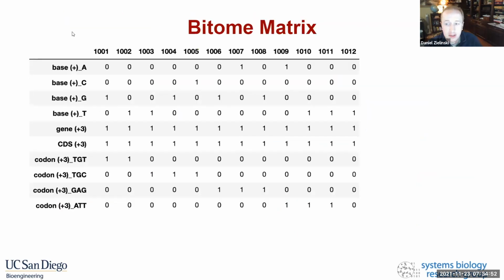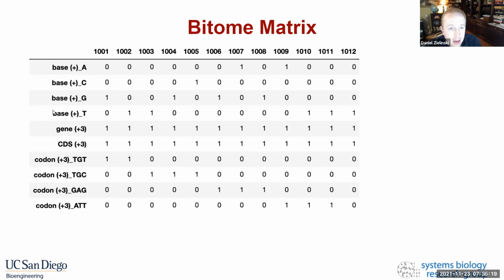So this is what the Bitome matrix looks like. It's not this small, it's much larger than this, but just a quick snapshot of it. It is a binary matrix, and you just have locations. So this is genomic location. It's spatially organized within the genome from base pair 1 to base pair 4.6 million for E. coli K12, which is the length of the genome.